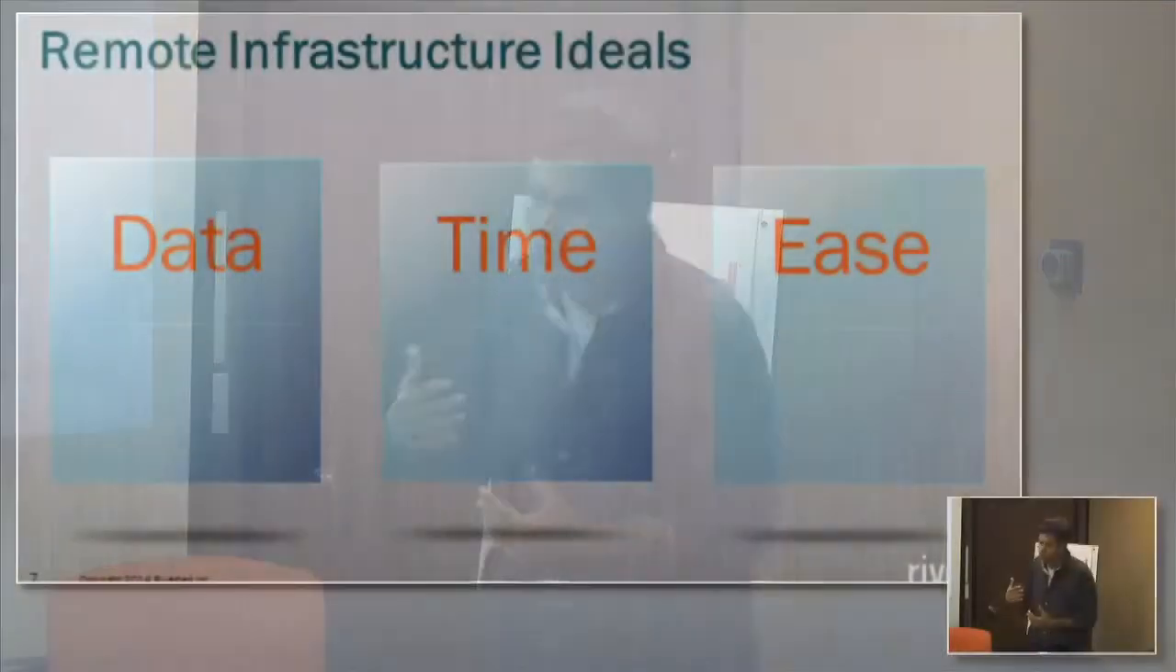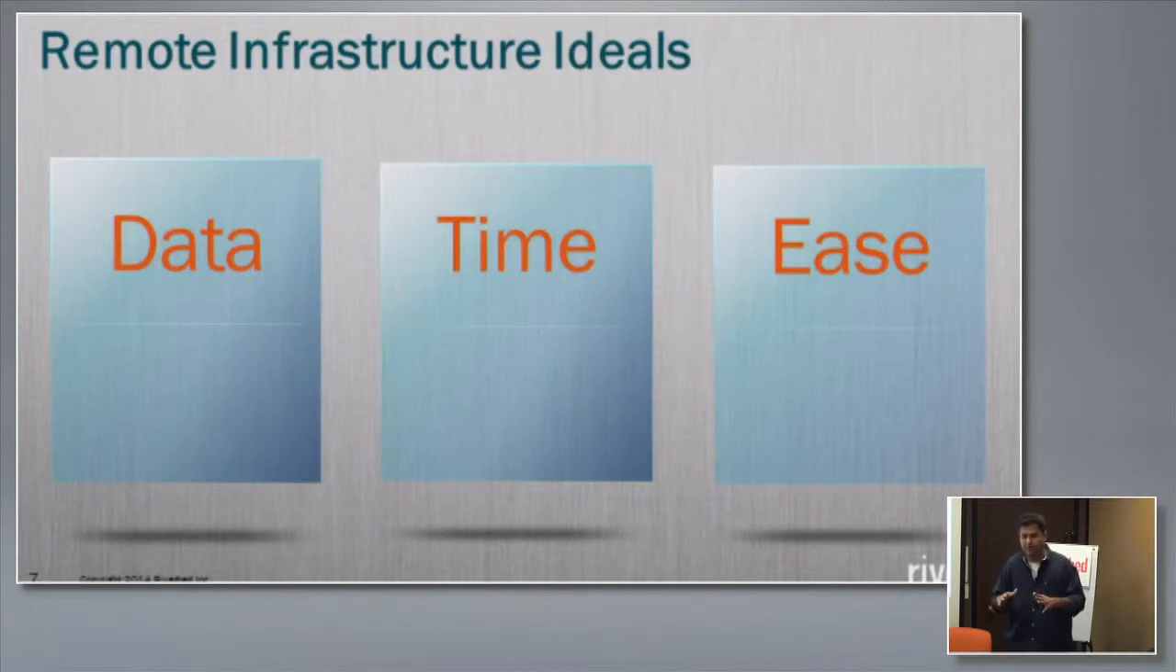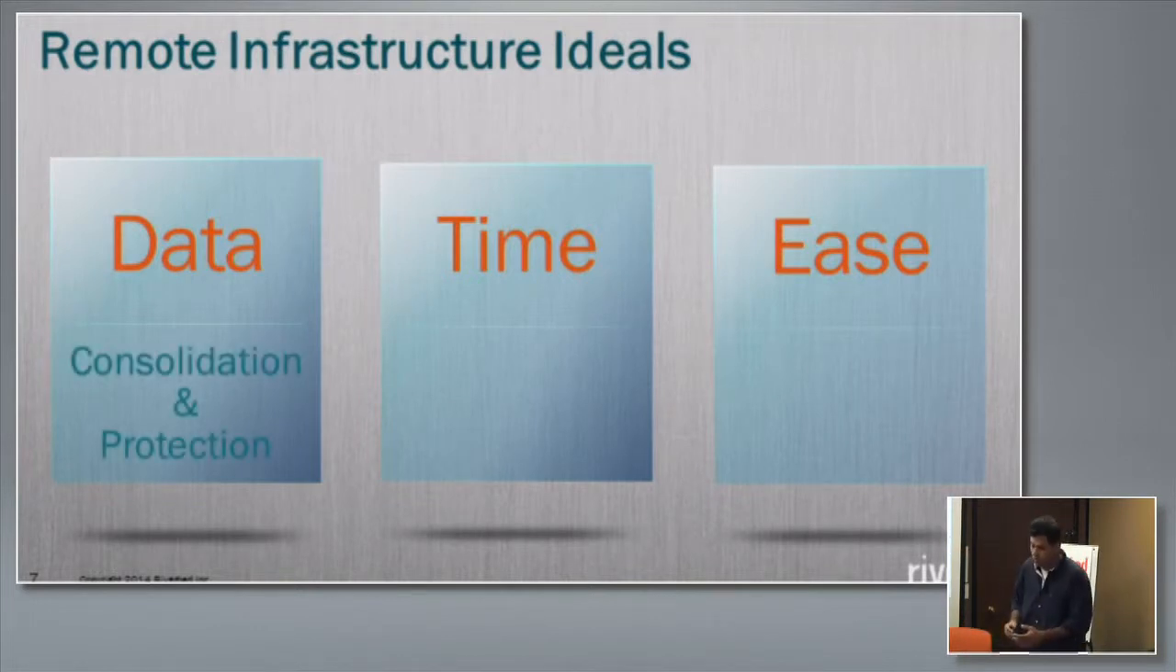So if I were to look at this problem from scratch, if I were to erase the whiteboard and look at it from the inception, if I were to define a remote infrastructure, I would try to idealize it along three different axes, right? So number one, data. So no matter how remote my site is, I should always be able to protect my data or consolidate my data.